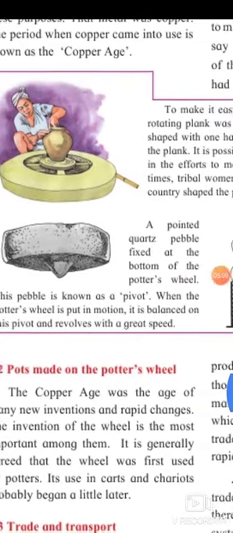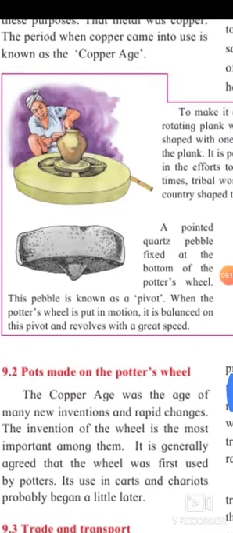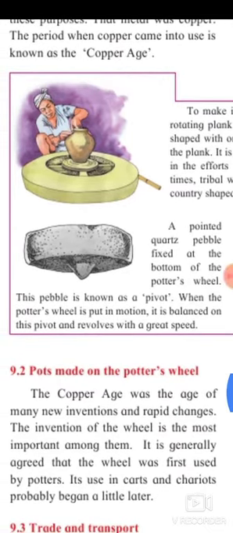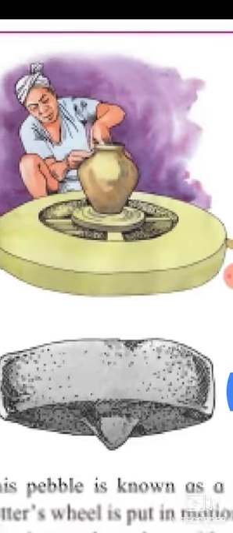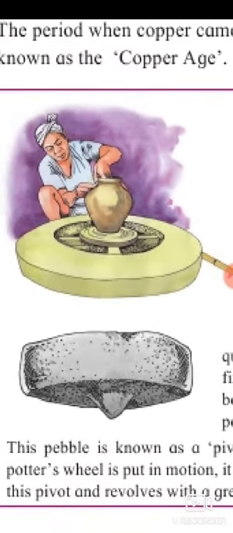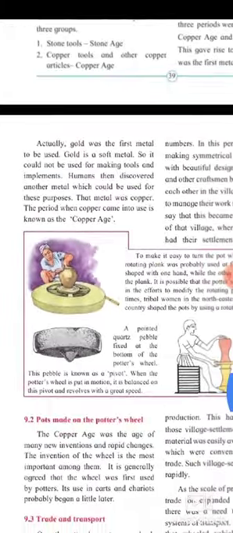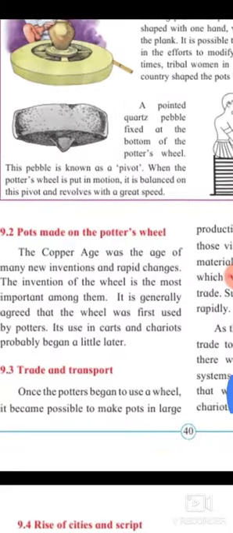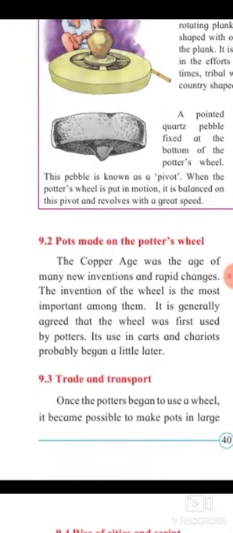So this is called a pivot, and when the potter's wheel is put in motion, it is balanced on the pivot and revolves with great speed. This is a method they use to create a pot. They can rotate it with one hand and shape the pot with the other hand. So this is the method used when they created the pot. And 9.2 will discuss the pots made on the potter's wheel.